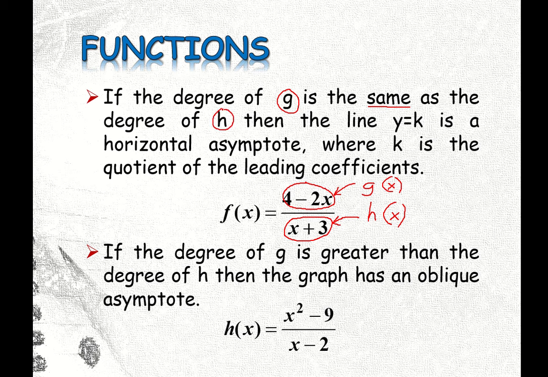So the horizontal asymptote would be equal to the line y equal to k, where k is the quotient of the leading coefficients. Now if the degree of G is greater than the degree of H, then the graph has an oblique asymptote.